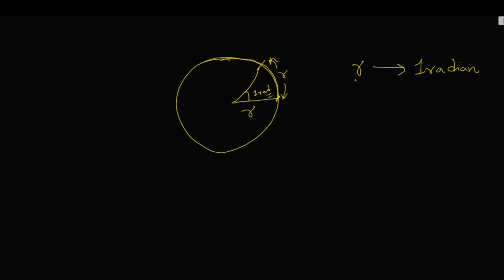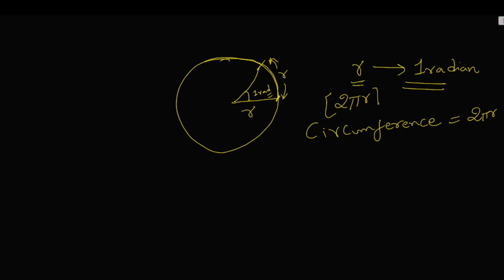For r distance, we are covering 1 radian along the arc. What will happen when I cover the whole circle? How much distance would I have covered? That is equal to the circumference of the circle, which is 2 pi r. So if I extend it here again, 2 pi r means a complete circle that I have traversed. I would have finished how many radians? 2 pi radians.